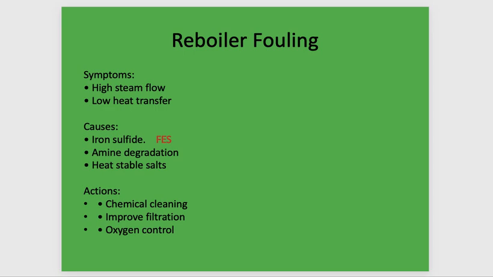Amine degradation can also cause reboiler fouling, and decomposition of heat stable salt, and we will describe the maximum concentration for each of those components at the end of this lecture. The action or the remedy is chemical cleaning and improving the filtration, because you have a side stream carbon filter. This can help remove all this, and oxygen control, especially during startup.